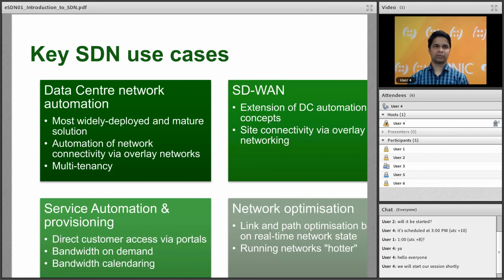Then there is service automation and provisioning, where we could use a direct customer access portal. We could give them a feature to have bandwidth on demand during a DDoS attack, or service provisioning if they require, and so on. And the last one is network optimization. When we have a centralized view, we have a better understanding of the network topology, and we can fine-tune all those issues much better when we have a centralized controller at the top.